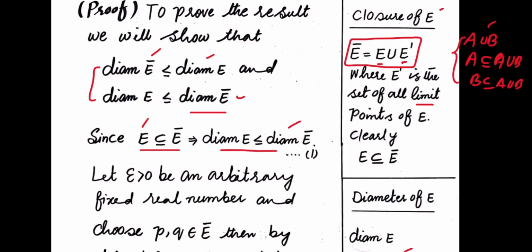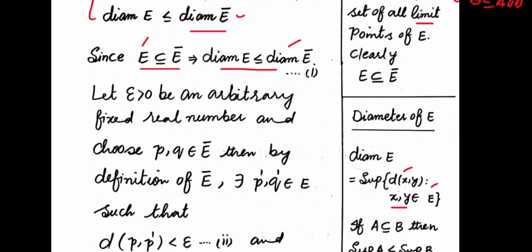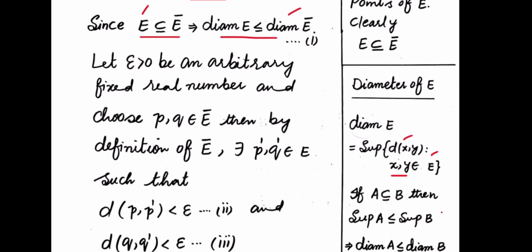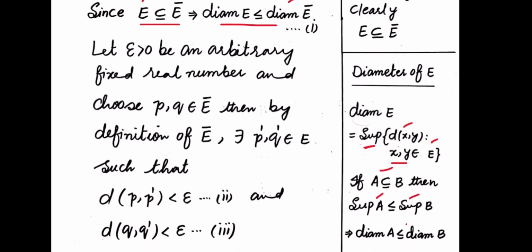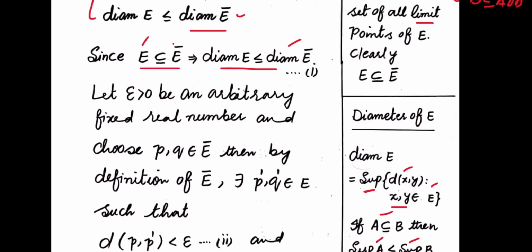And this fact is clear from this definition. We know if A is a subset of B, then the supremum of the smaller set is always less than or equal to the supremum of set B. As the diameter of any set E is a supremum, and this is also a supremum, so as supremum of A is less than or equal to supremum of B, this implies the diameter of A will be less than or equal to the diameter of set B. So when you say E is a subset of E closure, then the diameter of E will be less than or equal to the diameter of E closure. Say this is 1.